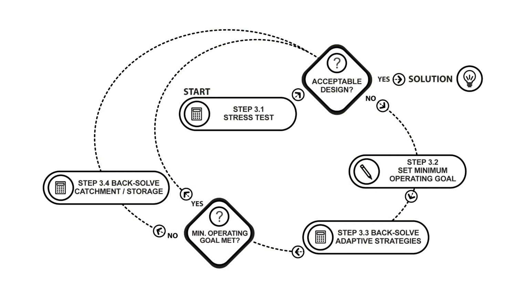Back to our diagram. They are not really happy with that size. So they go back and do some research and decide that the absolute maximum that they're willing to purchase is a 5,000 gallon tank, or that's 18,925 liters. They don't yet want to change their minimum operating goal, so they go on to step 3.3, which is to back solve their adaptive strategies.